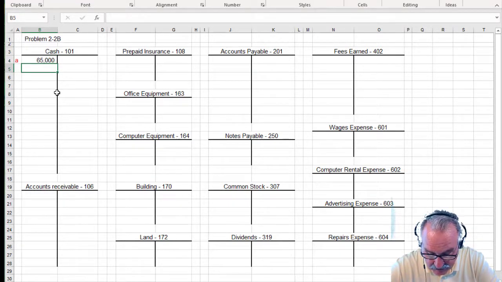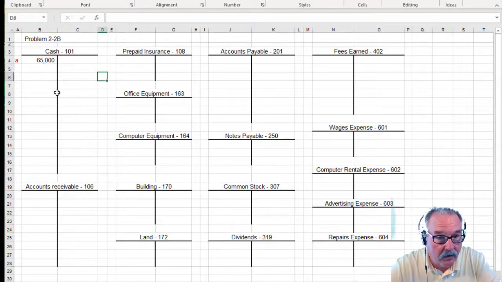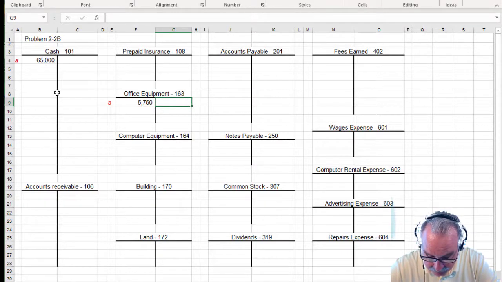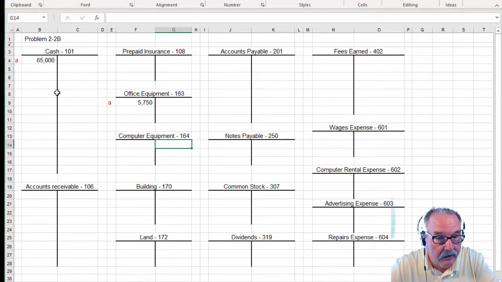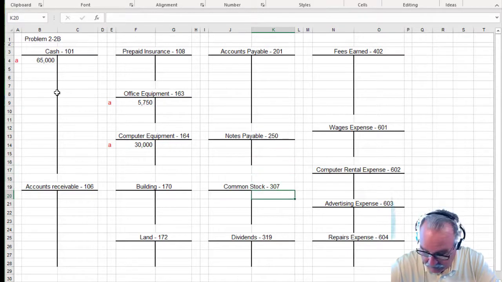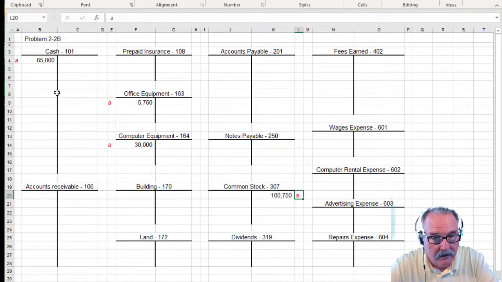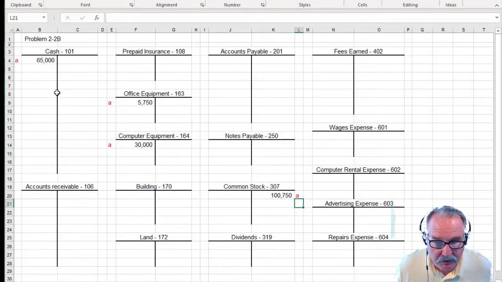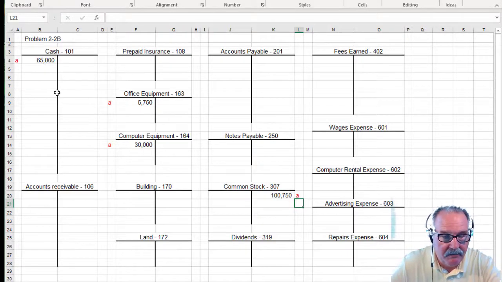That is a reference. Office equipment is also a debit. Debits are on the left, credits are on the right. Computer equipment is $30,000, and then we have common stock is the credit of $100,750. Again, this should be a review from Accounting 100 for you, so hopefully this isn't going to be a difficult concept. The only difference now is instead of using capital and the owner's name, we're using common stock because we're talking about a corporation.